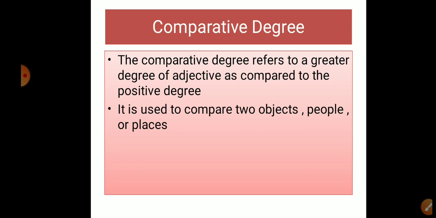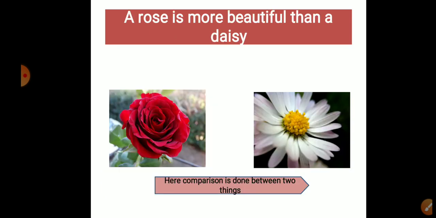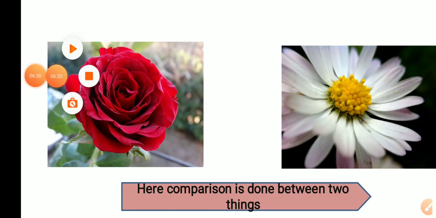So let's see few examples of comparative degree. See here you can see the comparison between two flowers. A rose is more beautiful than a daisy. I am repeating, a rose is more beautiful than a daisy. Here comparison is done between two things, between rose and daisy flowers. Both are flowers and we have made comparison.